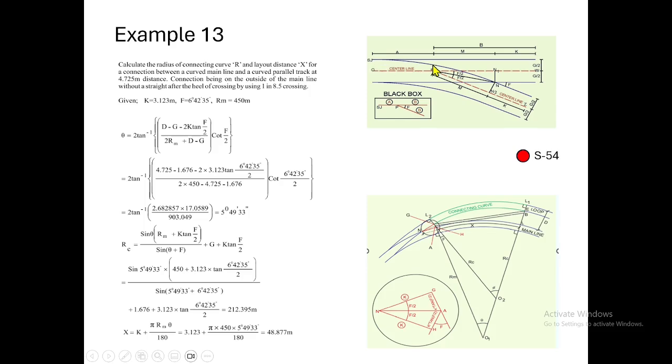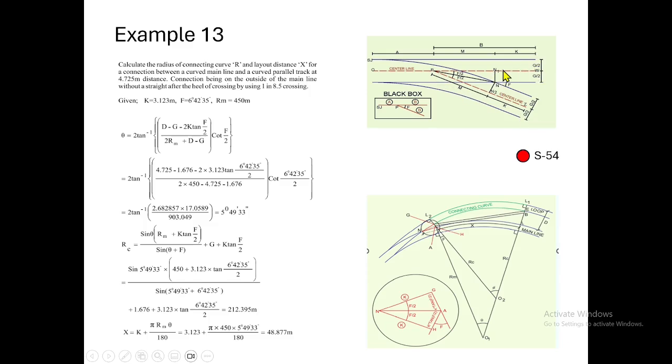From SRJ to the point of intersection is called A, and the point of intersection to the heel of crossing is B on both sides. But B is divided into two parts, M and K. M means point of intersection to nose of crossing, and K is equal to TNC to heel of crossing. Like this side also.